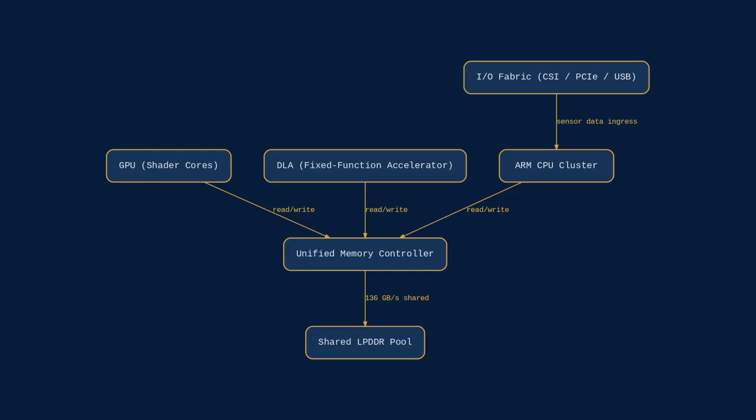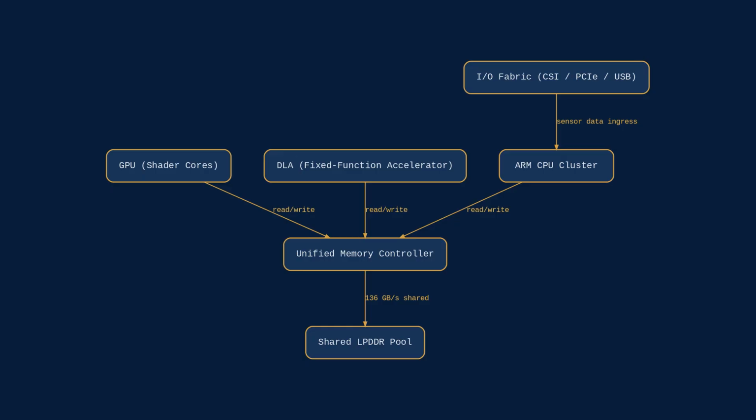layer. The system is a heterogeneous SoC built for real-time AI inference outside the data center. 4 functional domains: an ARM CPU cluster for scheduling and control plane logic, a shader-based GPU for parallelizable tensor operations, a purpose-built deep learning accelerator, the DLA, for fixed topology inference graphs, and a shared LPDDR memory pool accessed by all 3 domains through one unified memory controller. No discrete VRAM. No PCIe interconnect. 1 die, 1 memory bus.